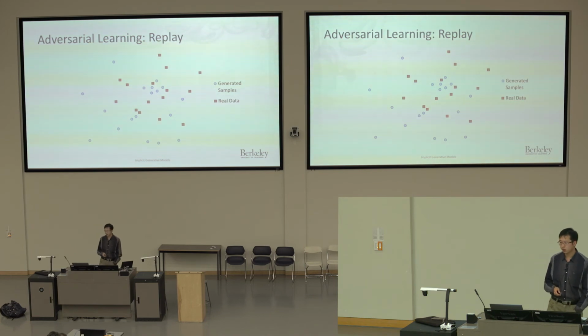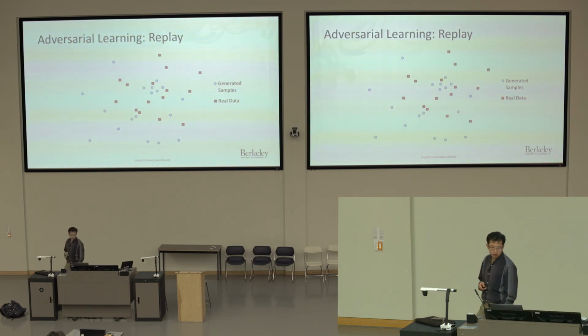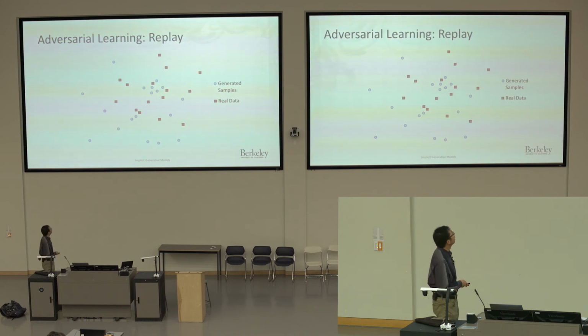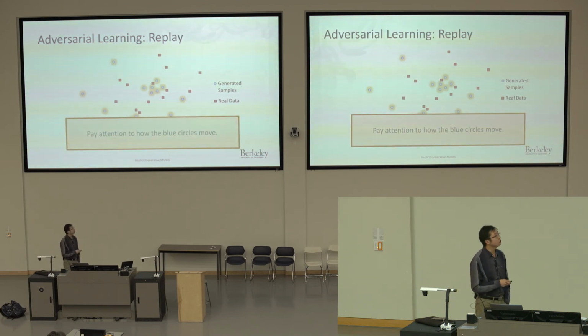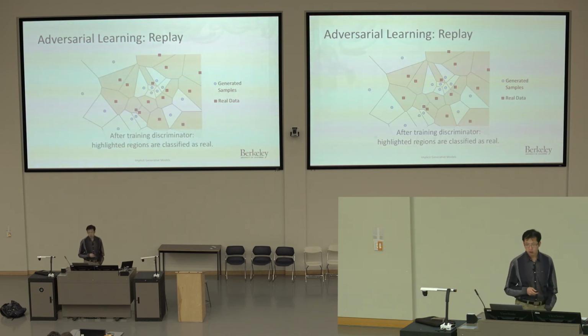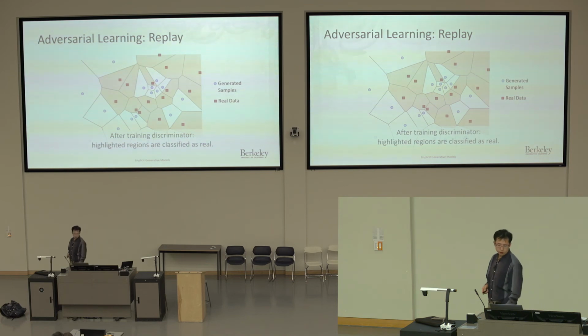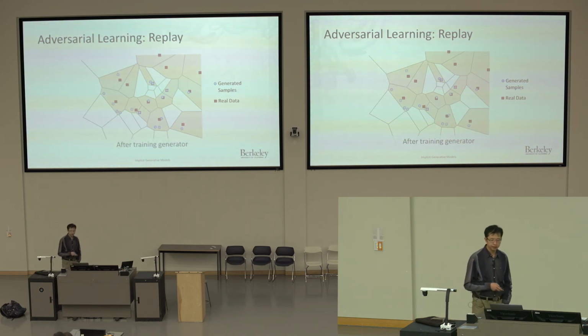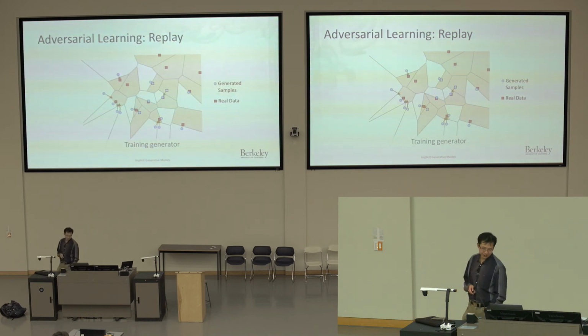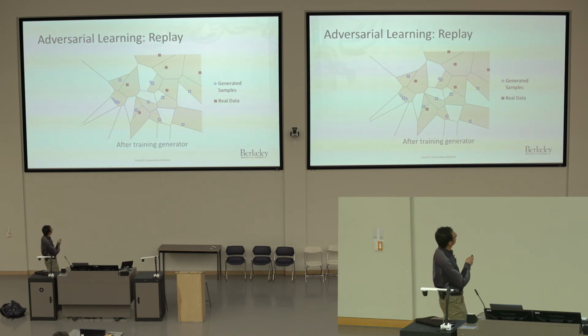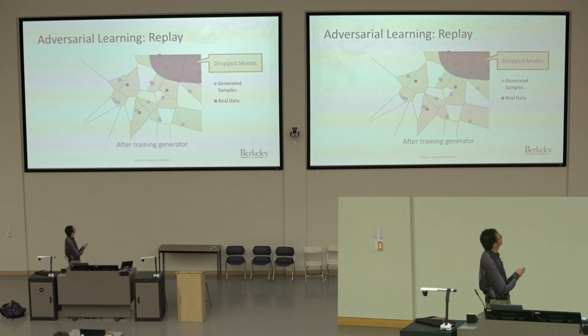Now let's take a look again at how GANs behave. Again, the red squares here are the real data examples. Blue circles are the generated samples. I'm going to ask you to pay attention to how the blue circles are going to move. First we train the discriminator, and then we train the generator, and then we train the discriminator, and then we train the generator. That's basically what happens. And then, obviously, you see these data points that are dropped.